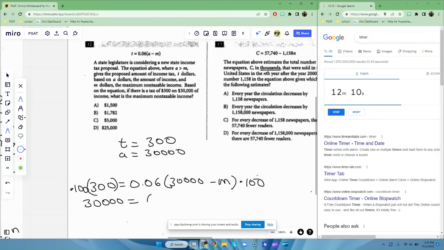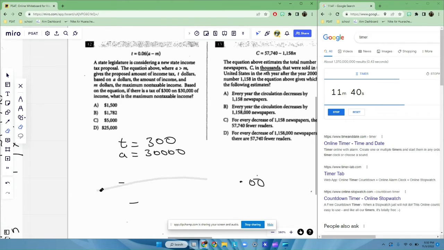30,000 is equal to 30,000 minus m. So now we have this. So 300 is equal to 180,000 minus m. Oh yeah, this is 30,000 by the way. And hold up, I made a mistake here. Let's just redo this.